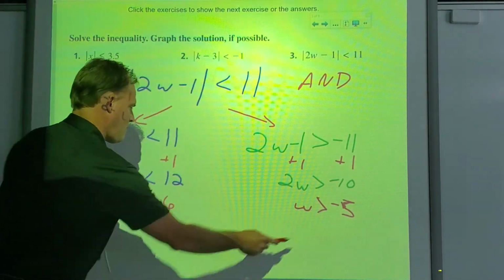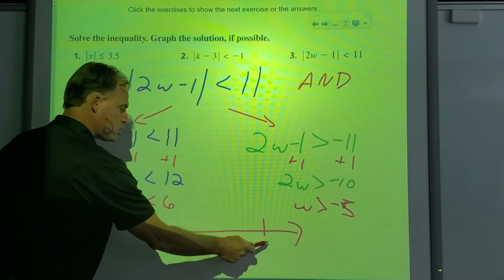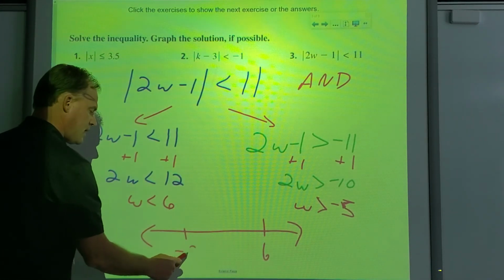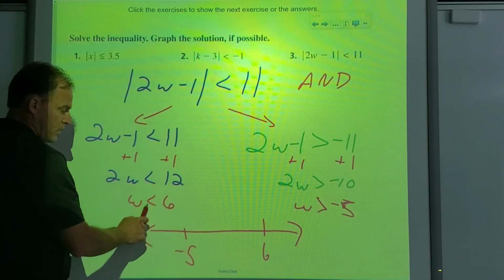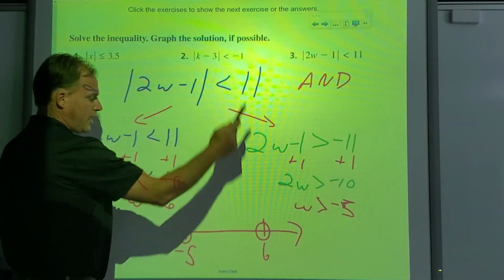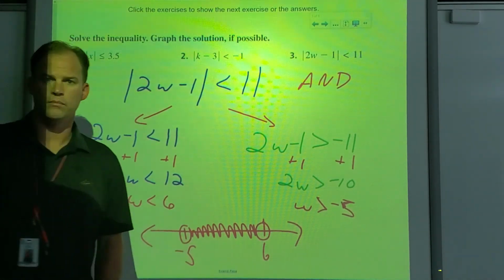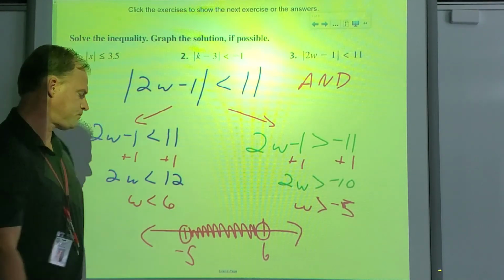So, like I already said, I know it's an and problem, so I know I have 6 and negative 5. There's no equal sign here, so I have open circles on both. And problem tells me shade between, so I shade between. There's the steps.